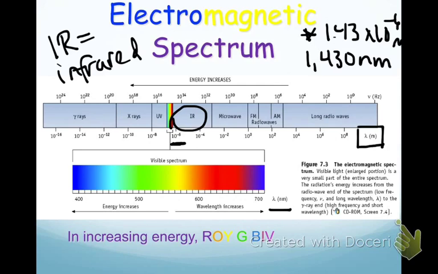Okay, so if it asks you for the type of radiation, you can use this electromagnetic spectrum. You can use either the wavelength or the frequency to help you determine that. I just chose to use the wavelength for this particular example.